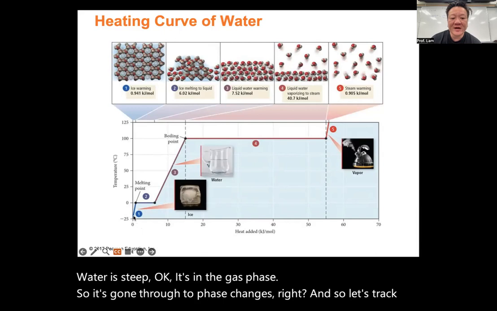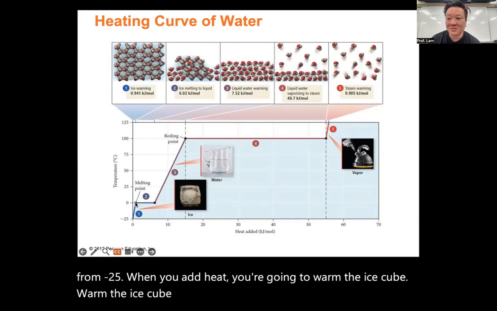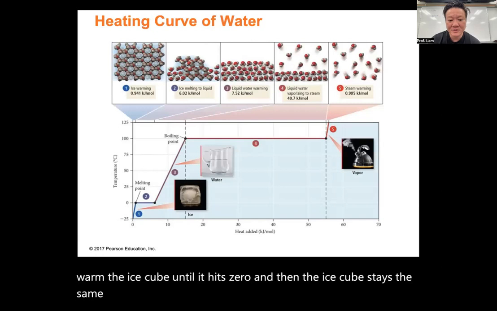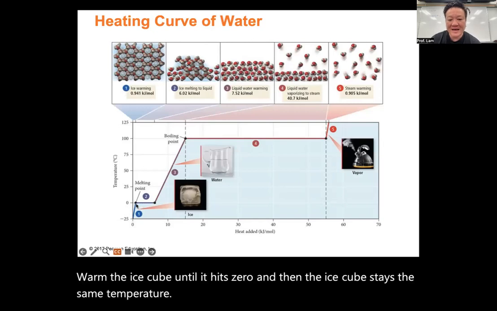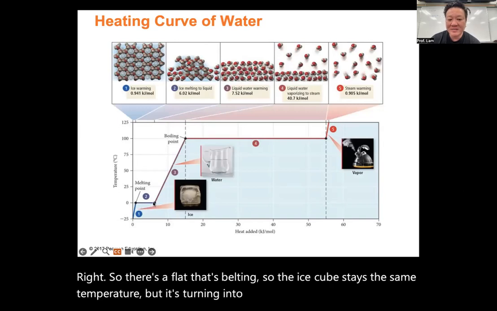From negative 25, when you add heat, you're going to warm the ice cube until it hits 0. And then the ice cube stays the same temperature, right? So there's a flat, that's melting. The ice cube stays the same temperature, but it's turning into liquid, until everybody's a liquid, and then you see a ramp again.